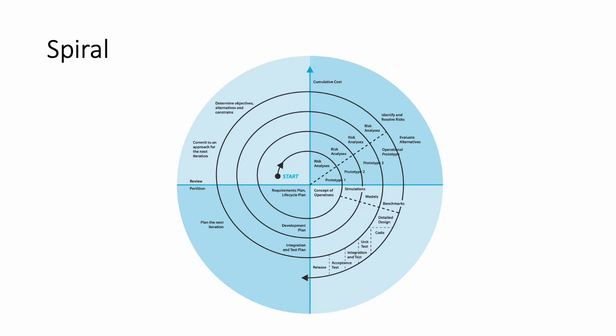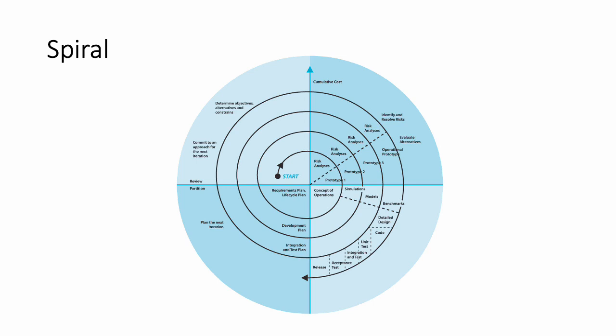All the things that you saw on the steps on the waterfall are sort of now in pie slices on the radials in the spiral. And what the spiral is basically showing is that we're going to iterate through these different phases multiple times. We know we're going to do it multiple times. This tends to be favored for large, expensive, or complicated projects.